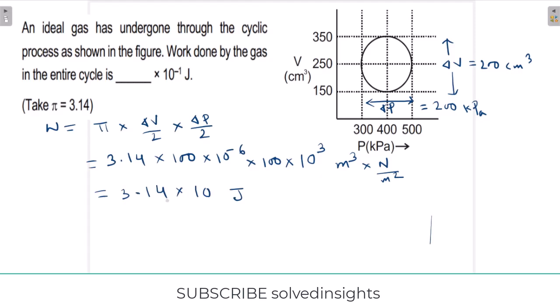So 3.14 into 10, that is 31.4 joule. But we have to write the answer in multiples of 10 to the power minus 1, that is this becomes 314 into 10 to the power minus 1 joule. So the work done by the gas in the entire cycle is 314.